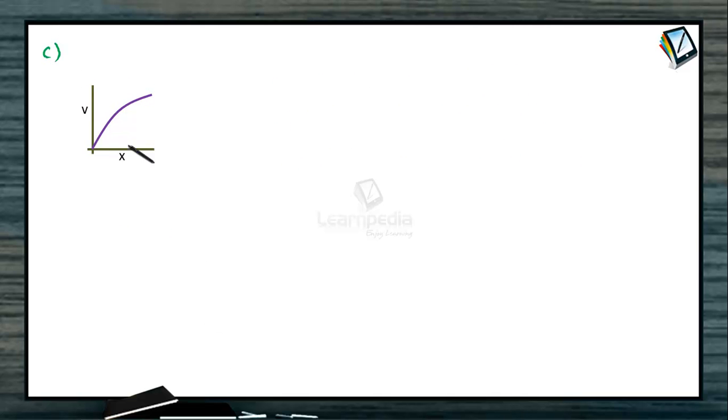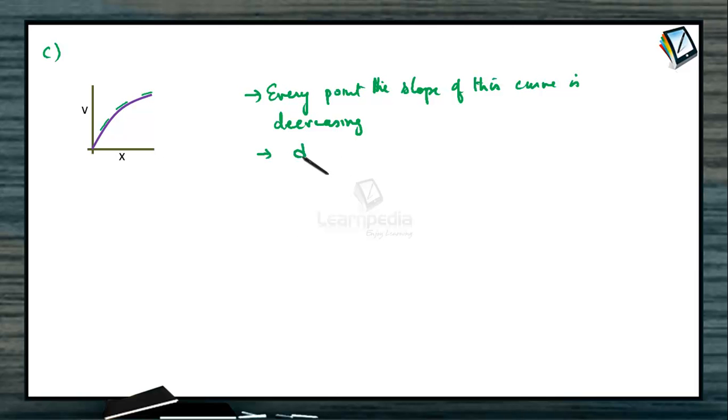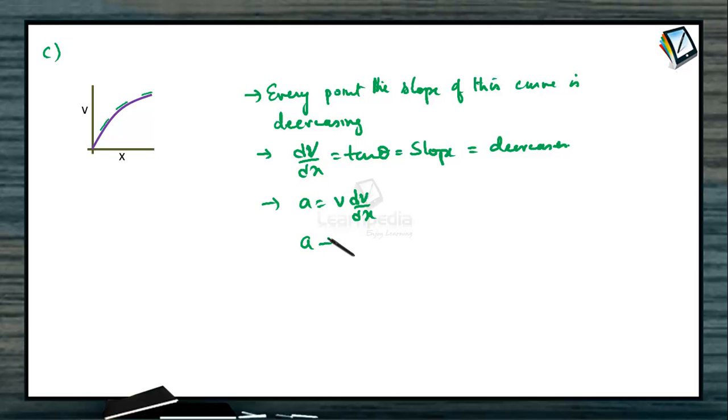Now for the third graph. Here it's a velocity displacement graph. Every time the slope of the graph is decreasing; check the tangent drawn at every point. So at every point the slope of this curve is decreasing. What does it indicate? dv by dx, because the velocity is a function of x. That is tan theta, the slope. dv by dx decreases. So acceleration a is v dv by dx. So when dv by dx decreases, that means acceleration is decreasing.